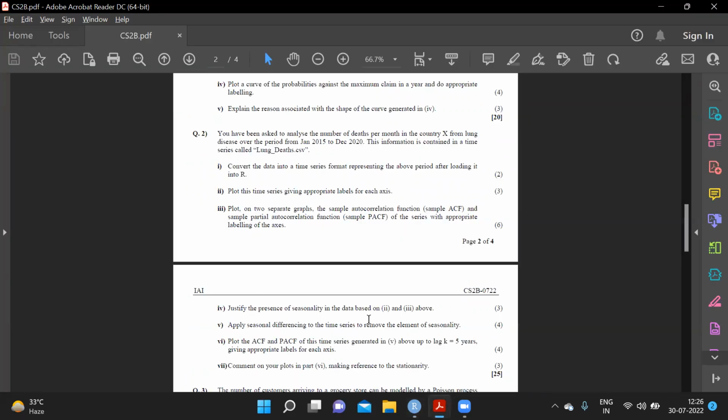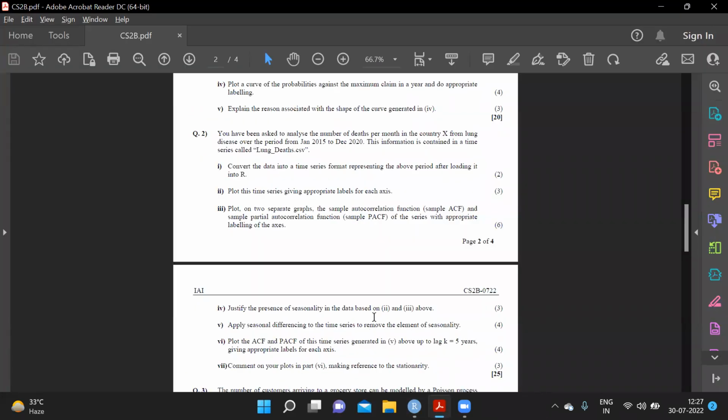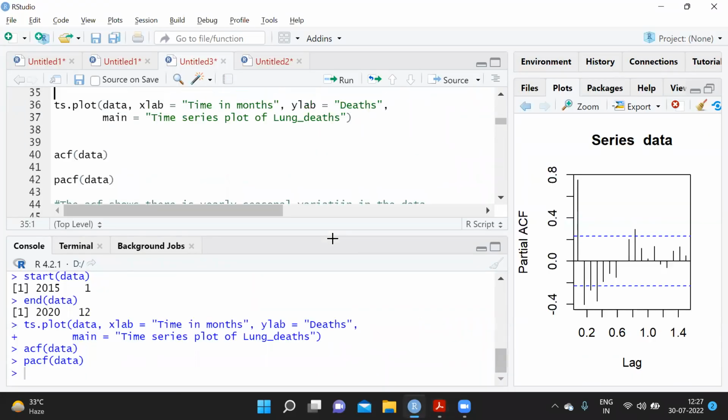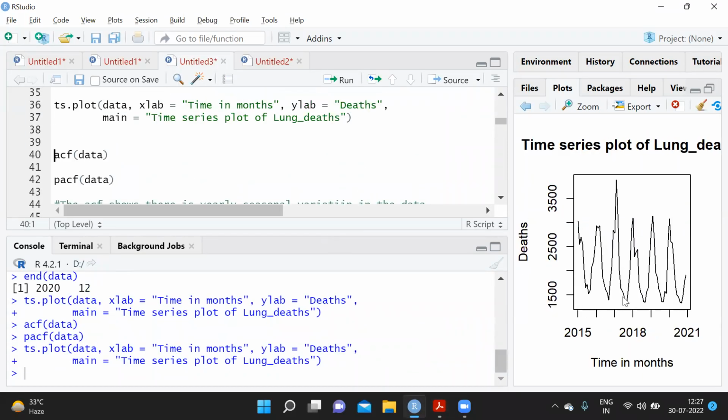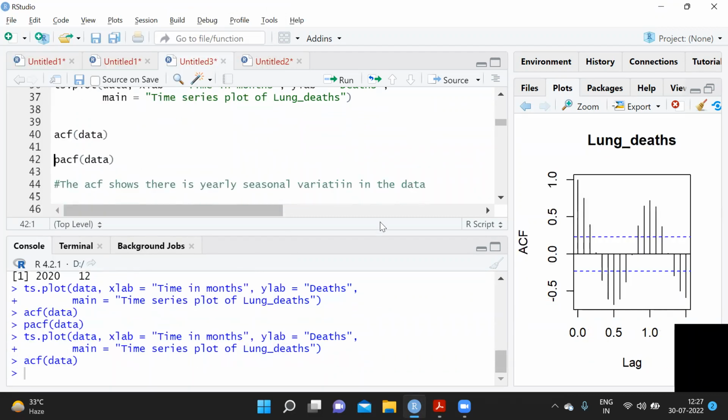Then justify the presence of seasonality in the data based on 2 and 3 above, meaning the time series plot and the ACF. From the time series, we already saw that there is seasonality in the data. If you zoom in more, you will see that the seasonality is on a yearly basis. Similarly, from the ACF we also see that the seasonality is yearly.